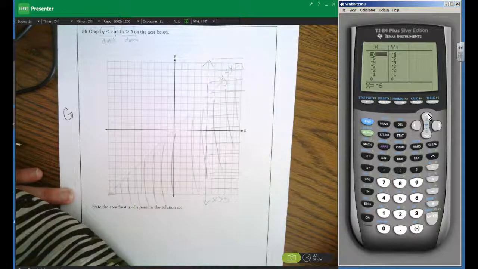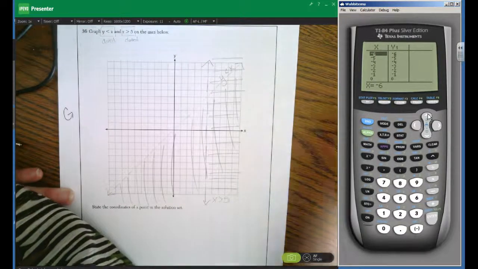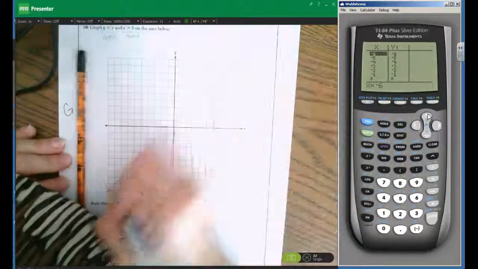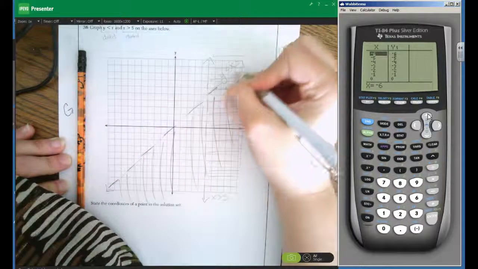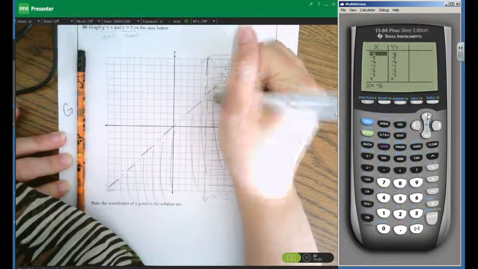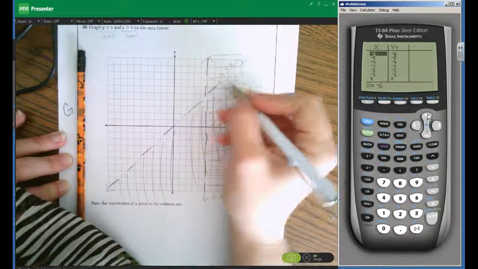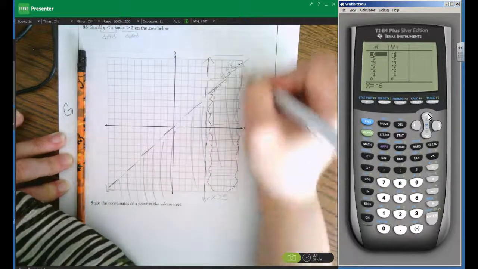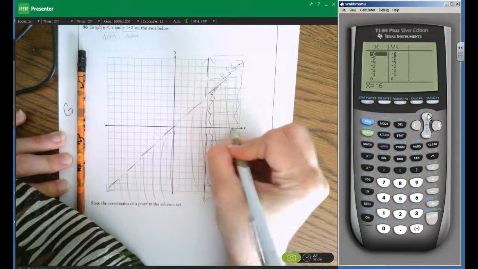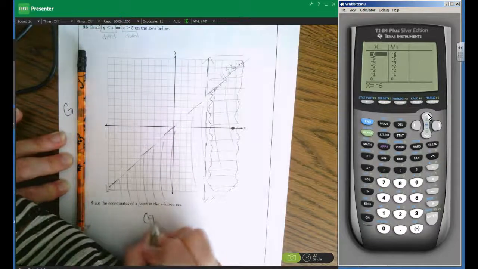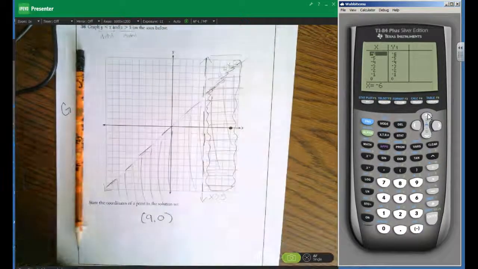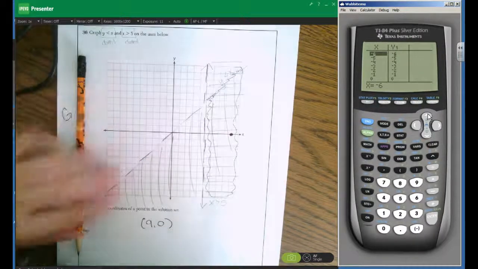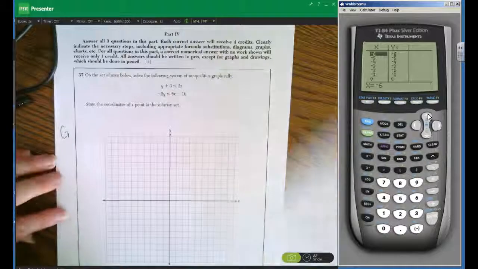Then it says state the coordinates of a point in the solution set. It's anywhere from here. I'm going to use my pen just to show you. This was my dotted y equals x line. I'm sorry, y is less than x. This is my dotted x is greater than 5. I need a point that's in this area right here. So any point will do. I'm just going to say 9, 0 because it's easy enough. Remember, because there is a y, I plugged it right into the y equals of the calculator. Okay, let's pop over to the next question.